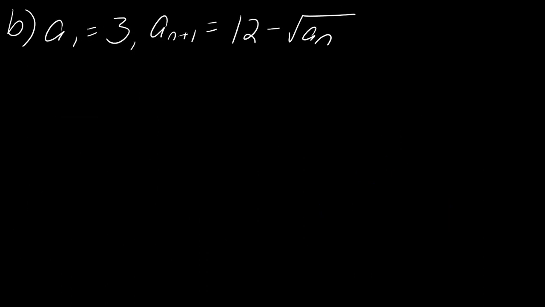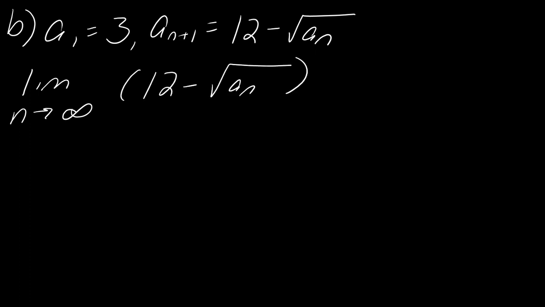Okay, so let's use that same idea again. I have this recursively defined sequence. So I'm going to do the same thing where I take the limit as n goes to infinity of this, 12 minus the square root of a sub n, and I'm going to say that this equals some limit L. If this whole thing converges to L, that also means this a sub n will at some point converge to L, because everything is recursively defined. So there comes a point where this will just become the square root of L.